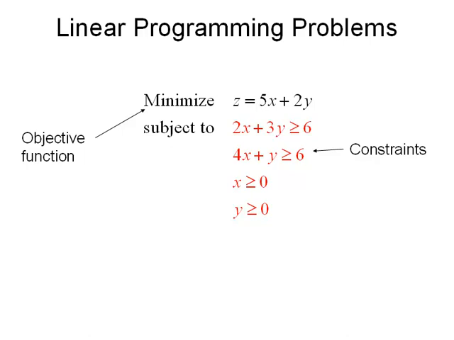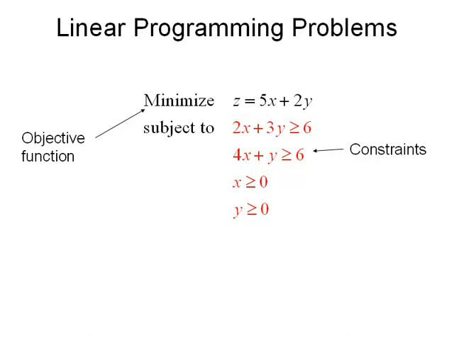Constraints are a system of linear inequalities. In this case, 2x plus 3y greater than or equal to 6, 4x plus y greater than or equal to 6, x is greater than or equal to 0, and y is greater than or equal to 0. These constraints define a feasible region, and over that feasible region, we're hoping that we'll be able to find an x and a y that lead to a minimum value for the objective function.